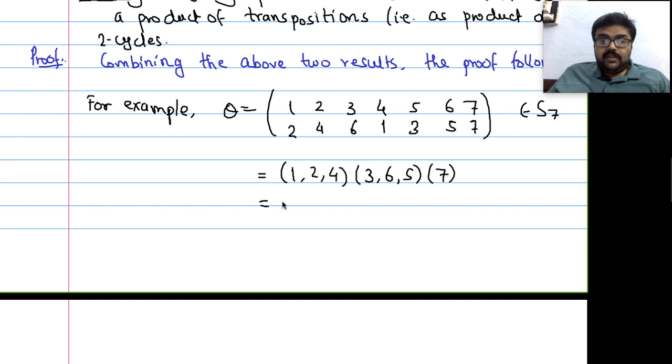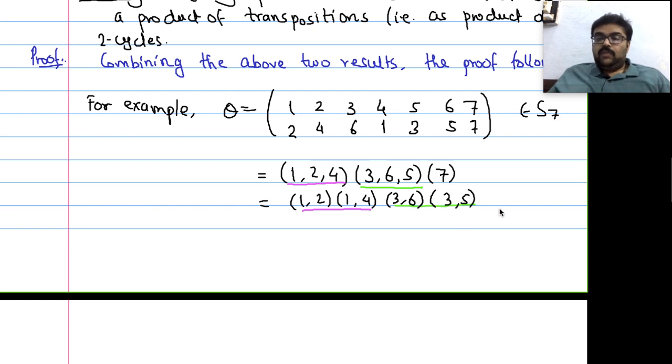Right, so how do we write this further? This I can write as (1 2)(1 4). What I have written is this 3 cycle as a product of these 2 cycles (1 2)(1 4). And what about this? This can be written as (3 6), as we have seen above, (3 5) in the same order. And what about 7? 7 I can omit because it is identity.